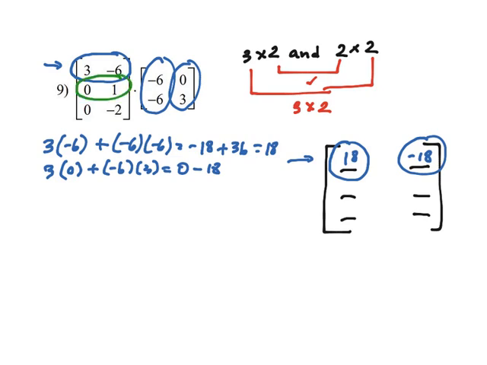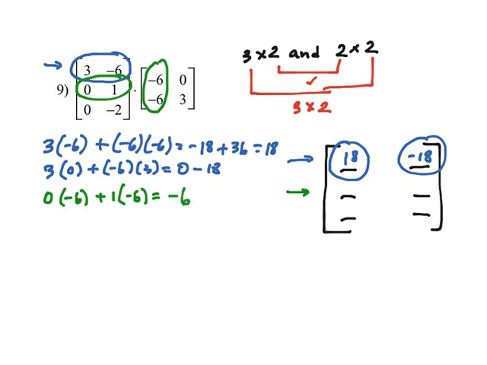I'm going to do second row. So the second row, the answer is going to be here, and I'm going to erase the column so I can make them. So we have second row, first column, so that's 0 times negative 6 plus 1 times negative 6, which is 0, and then negative 6. So my answer for this one is negative 6. Now let's do second row, second column. So we have 0 times 0 plus 1 times 3 equals 3. So my answer to this is going to be 3.